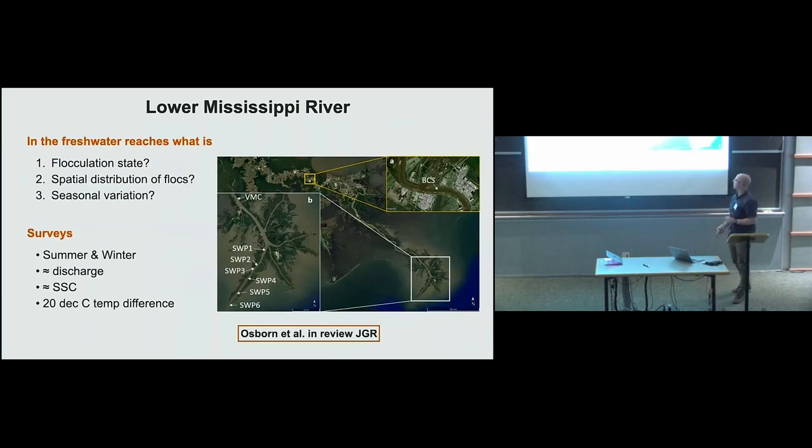Okay, so observations from the field. I'll show you some observations from different places on the lower Mississippi River. These are freshwater reaches of the Mississippi River, and three questions that we're asking here are, first, what's the flocculation state? Just asking the basic question of, is this stuff flocculated or not?